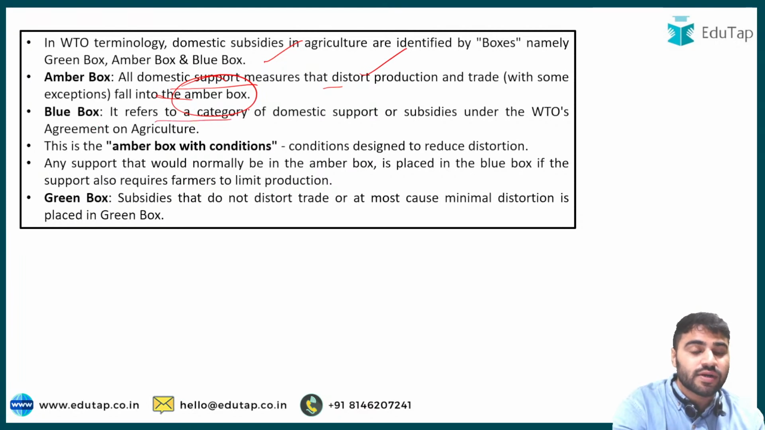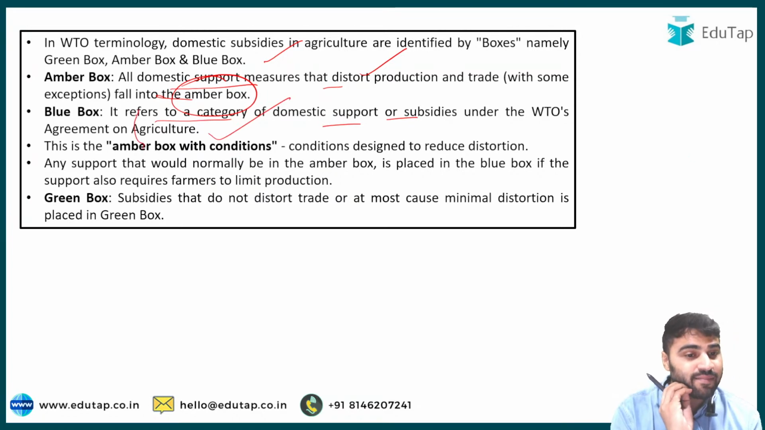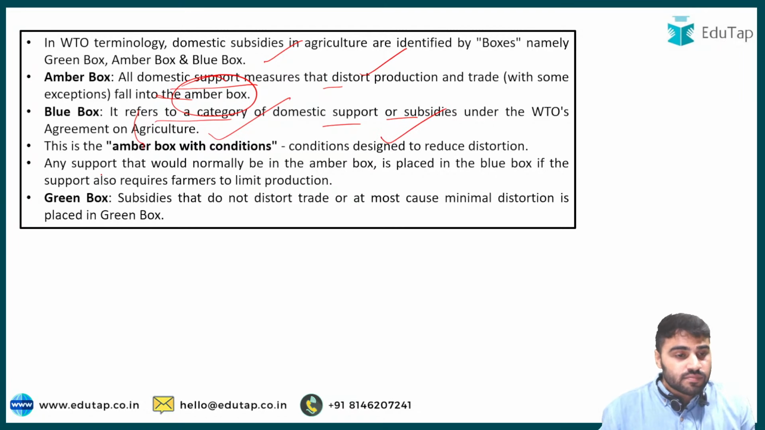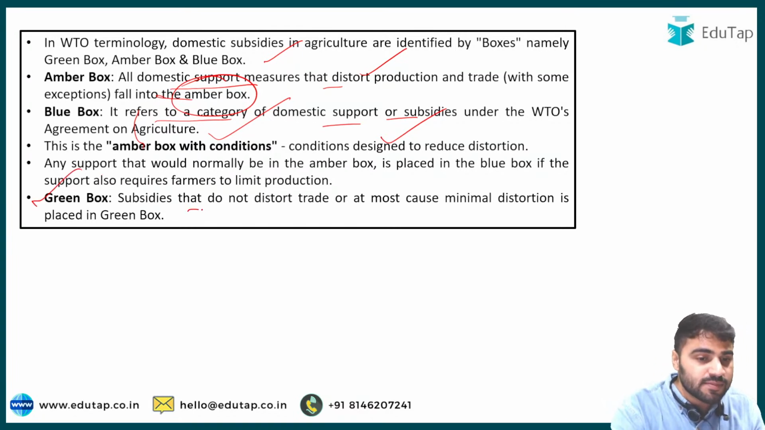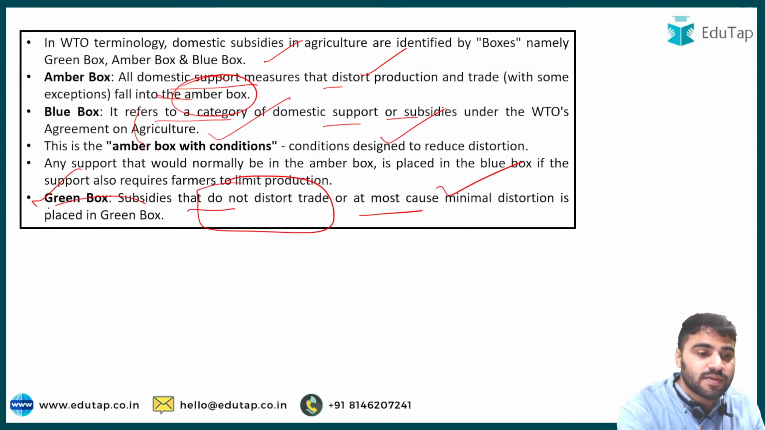Blue box refers to a category of domestic support or subsidies under the WTO Agreement on Agriculture. It is the amber box with conditions designed to reduce distortion. Any support that would normally be in the amber box is placed in the blue box if the support also requires farmers to limit production. And if we talk about the green box, then subsidies that do not distort trade or at most cause minimal distortion are placed in the green box.